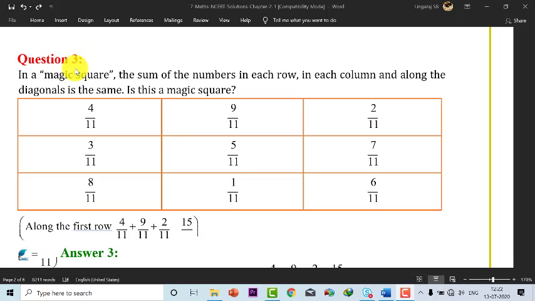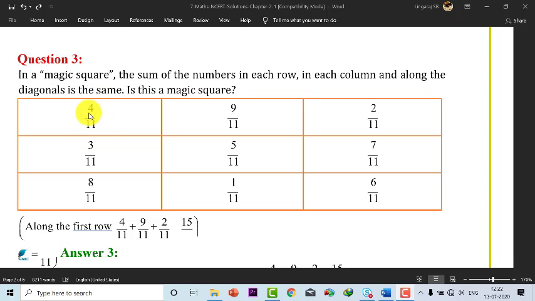In question number 3, the given question is: in a magic square the sum of numbers in each row, in each column and along diagonals is the same. Is this a magic square? So here 4 by 11, 9 by 11 and 2 by 11 is the first row, and then 3 by 11, 5 by 11 and 7 by 11 is the second row, 8 by 11, 1 by 11 and 6 by 11 is the third row.